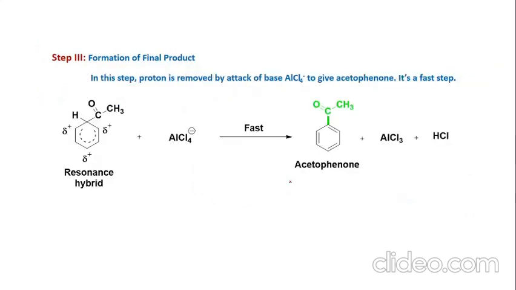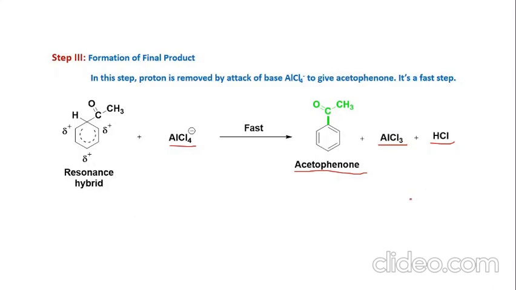Now in the final step, the formation of the product, what happens? This resonance hybrid donates this proton to the base AlCl4 minus, and we get the formation of acetophenone and the aromatization of the benzene ring, along with the evolution of the catalyst AlCl3 and hydrochloric acid. So this is how the Friedel-Crafts acylation reaction works.